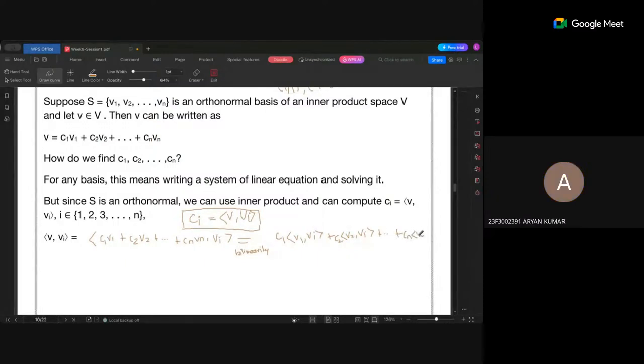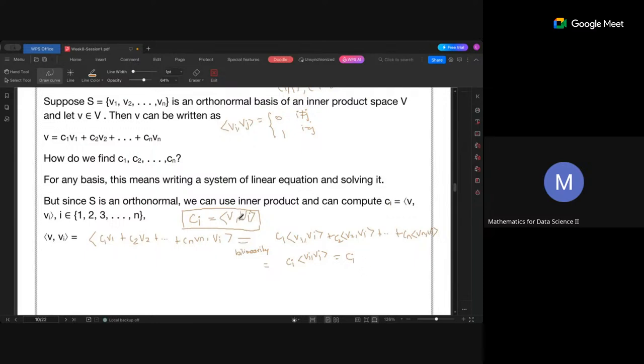Cn times Vn, Vi. Now, what do you know from the orthogonal property of the inner product? Vi, Vj is zero, and if they are equal, then you know it is 1. So it is going to be equal to Ci times the inner product Vi, Vi; other things are going to be zero, and the inner product Vi, Vi is just 1, so we get Ci, right? Do you understand? Yes.